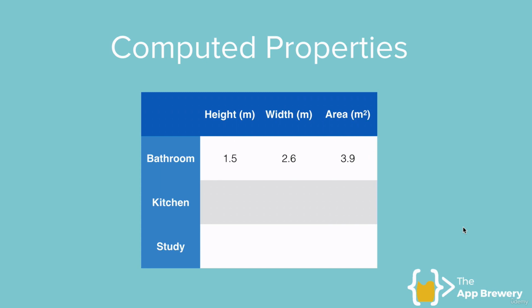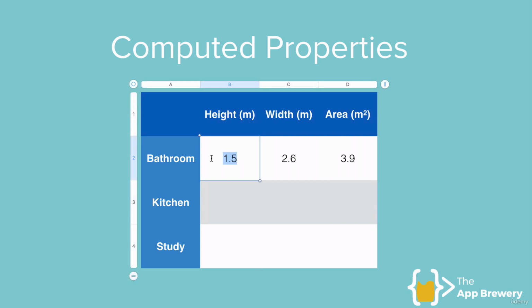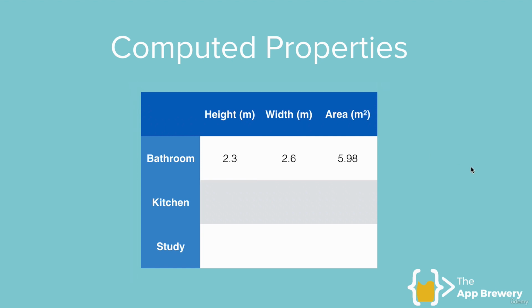So, for example, if we were trying to work out the area of a particular wall, say in our bathroom, and we actually recorded it wrong. Instead of being 1.5 by 2.6 meters, actually that wall height was 2.3 meters. Well, then in that case, the area can auto-update and be calculated or computed based off the change in the height. And this is exactly what we're going to do with our code.